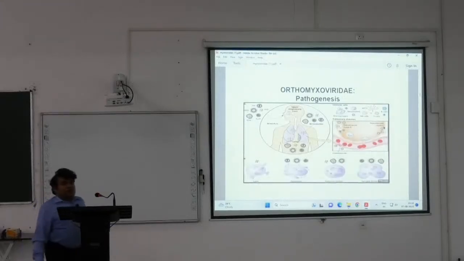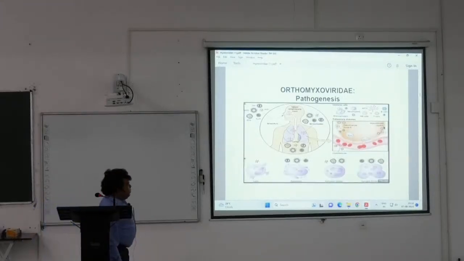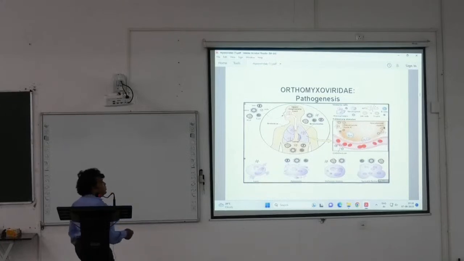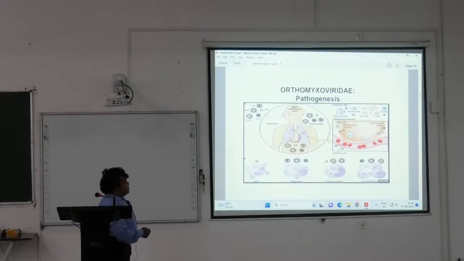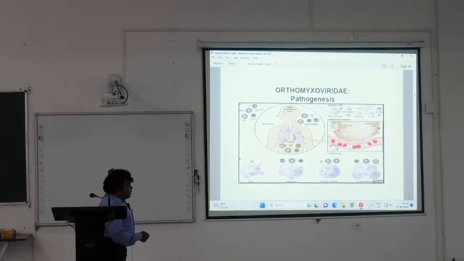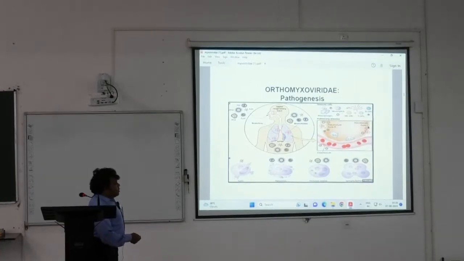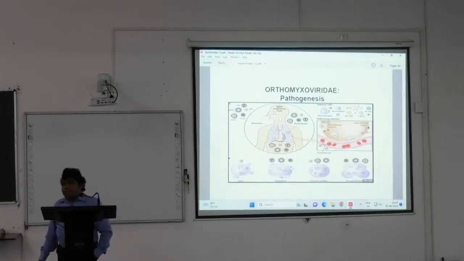Now let us come to the pathogenesis. The pathogenesis is very simple. Like all other respiratory viruses, they enter into the upper respiratory tract. They bind with the epithelial cells of the upper respiratory tract, then enter into the lower respiratory tract, where they bind again with the receptors over there, and then cause damage to type 2 and type 1 pneumocytes.